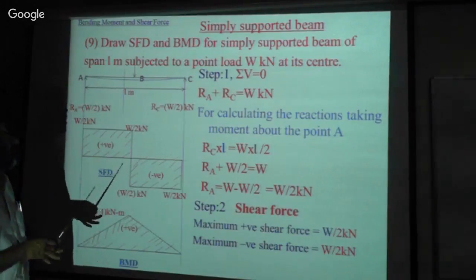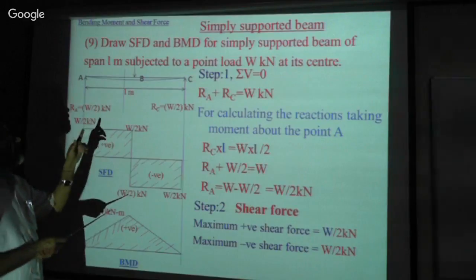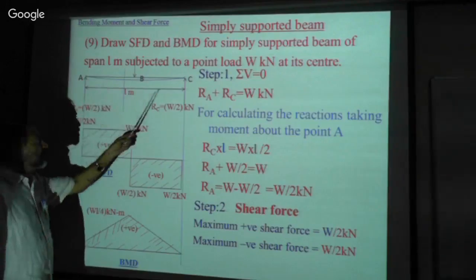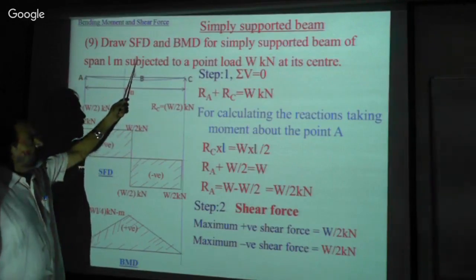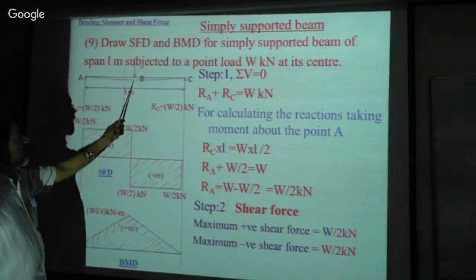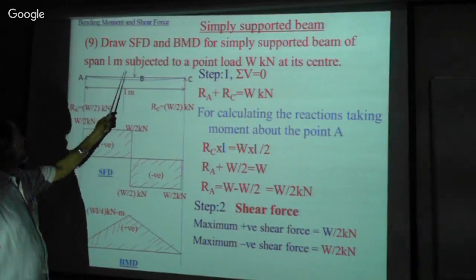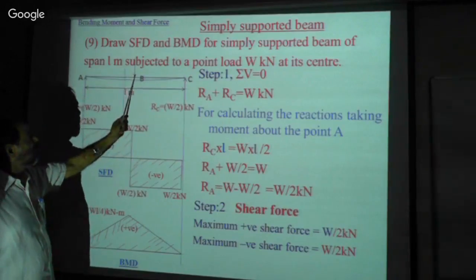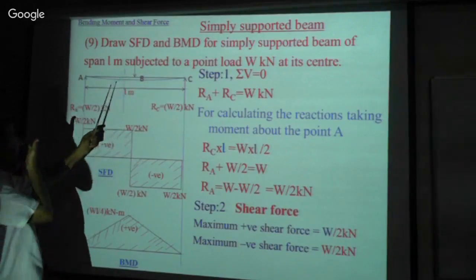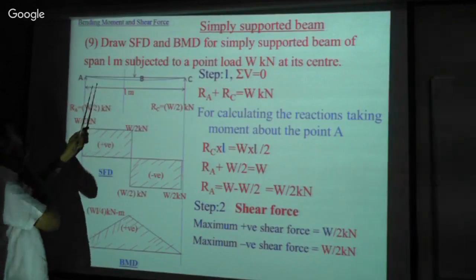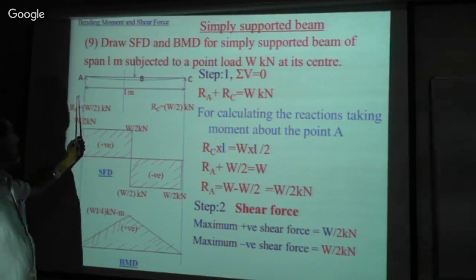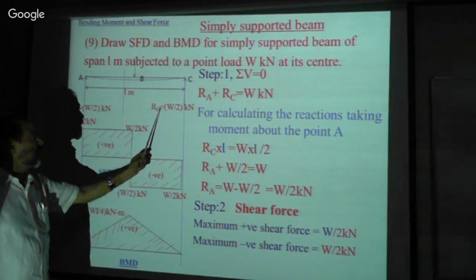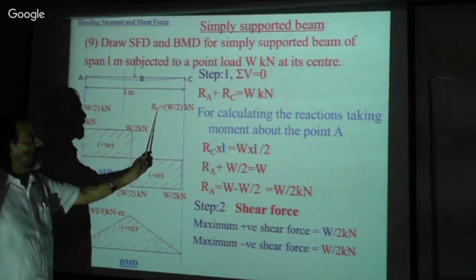And similarly, there is another simply supported beam. For this simply supported beam, again there are two simple supports, and W kilonewton is the force acting. When you look at this, W is the total load. It is a symmetrically loaded beam, with the load at the center of the span. Therefore, W by 2 is the load resisted by the reaction at A, and W by 2 is resisted by the reaction RC.